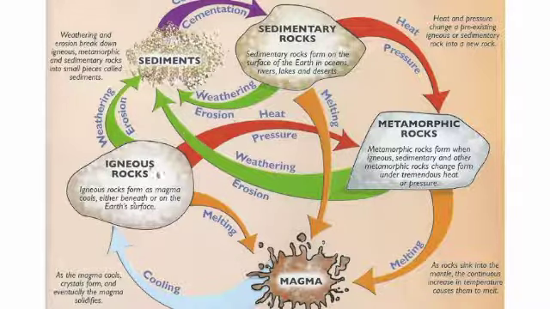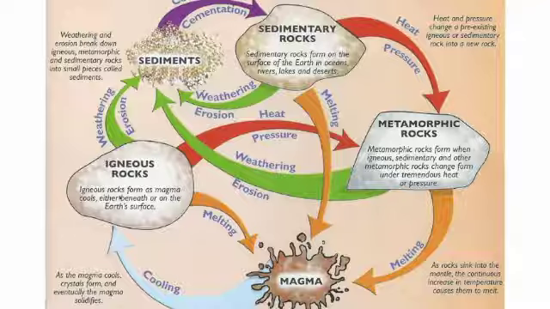As the igneous rocks are subjected to the forces of nature and weathered and eroded to become sediments, these sediments may be compacted or cemented over time to become sedimentary rocks. If the sedimentary rocks were to be subjected to intense heat and pressure, they will become metamorphic rocks. Of course, if the metamorphic rocks were to melt, they will become magma again.